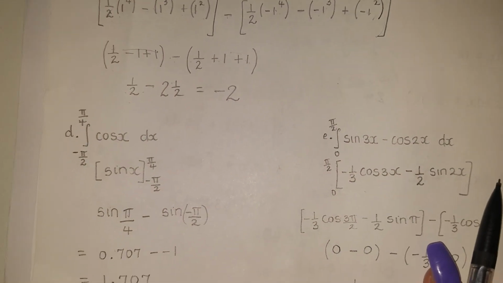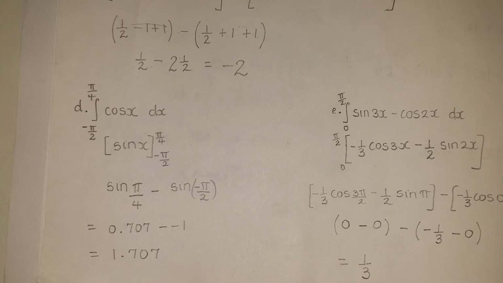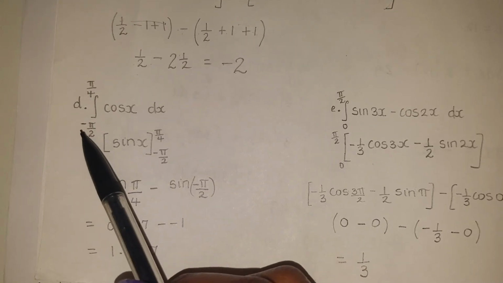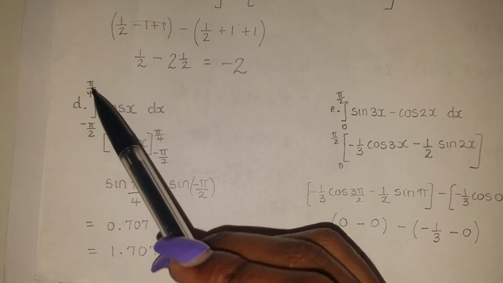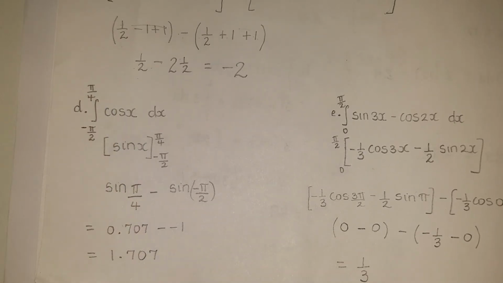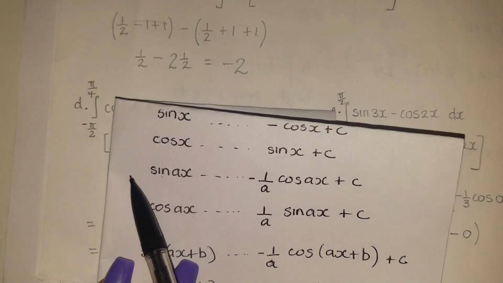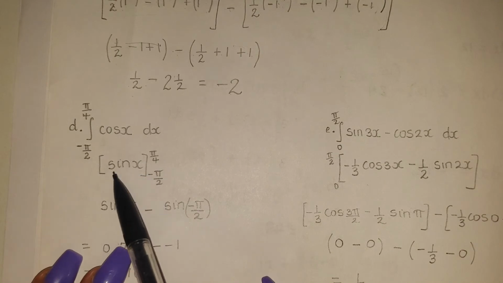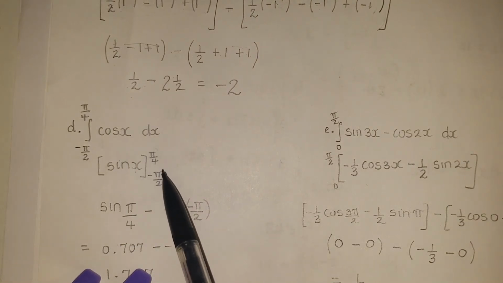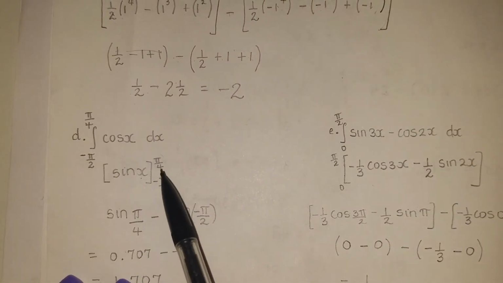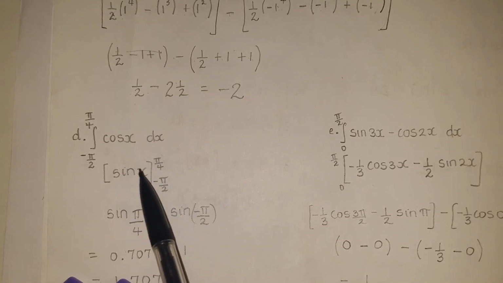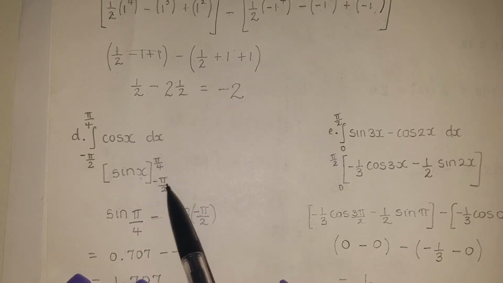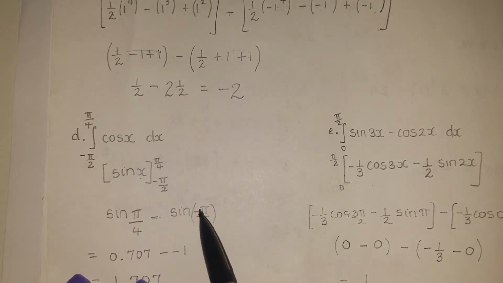In our fourth question, we have the integral from negative pi over 2 to pi over 4 of cos x. If we integrate cos x, we get sine x. So this sine x is where we're going to plug our upper and lower limit. First we plug the upper limit, so we have sine pi over 4, minus sine goes in the middle. Then we plug the lower limit, which is sine of negative pi over 2.